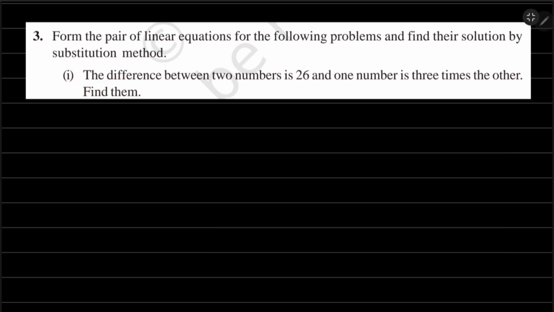The word problems. The difference between two numbers is 26 and one number is 3 times the other. Find them. First, let's write the two linear equations. Here you have to find the two numbers. Okay, so let the numbers be x and y.